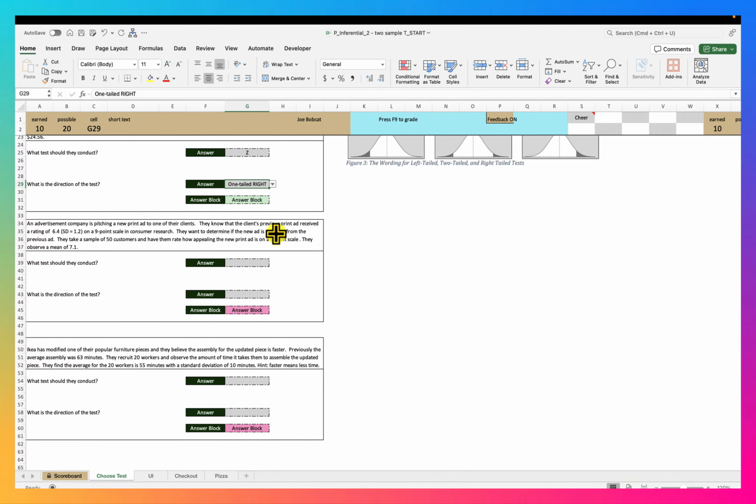Alright, so different is the key word. That makes it a two-tailed test, and the standard deviation is known. That makes it z. So z, two-tailed.